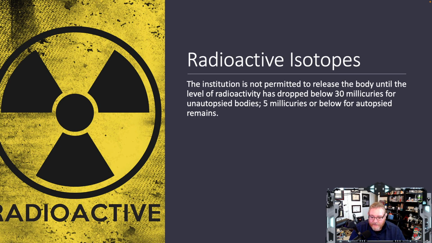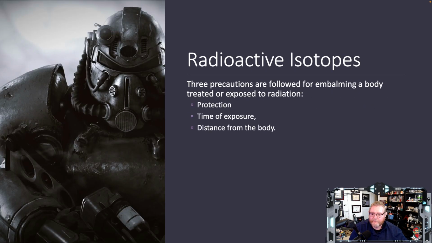The institution is not permitted to release the body until the level of radioactivity has dropped below 30 millicuries for unautopsied bodies or 5 millicuries for autopsied bodies. So the magic number: 30 for unautopsied bodies, whole bodies, 5 millicuries or below for autopsied bodies.